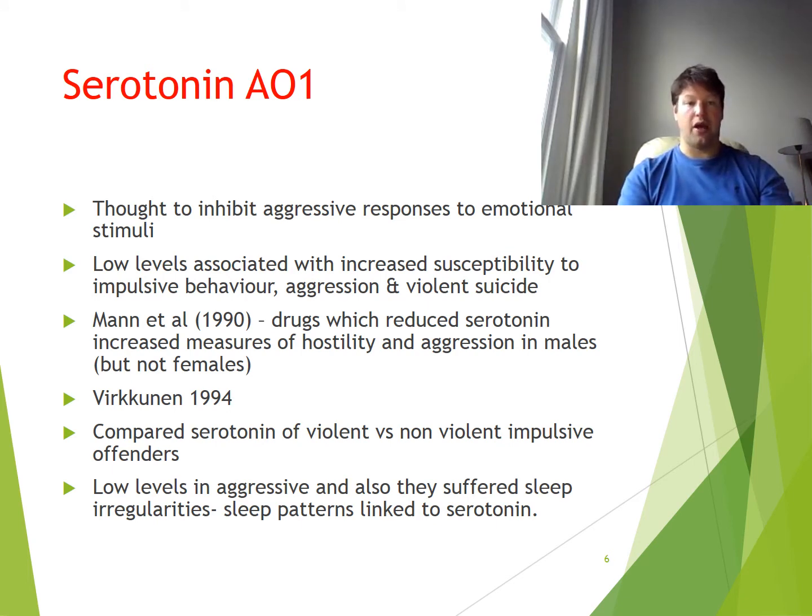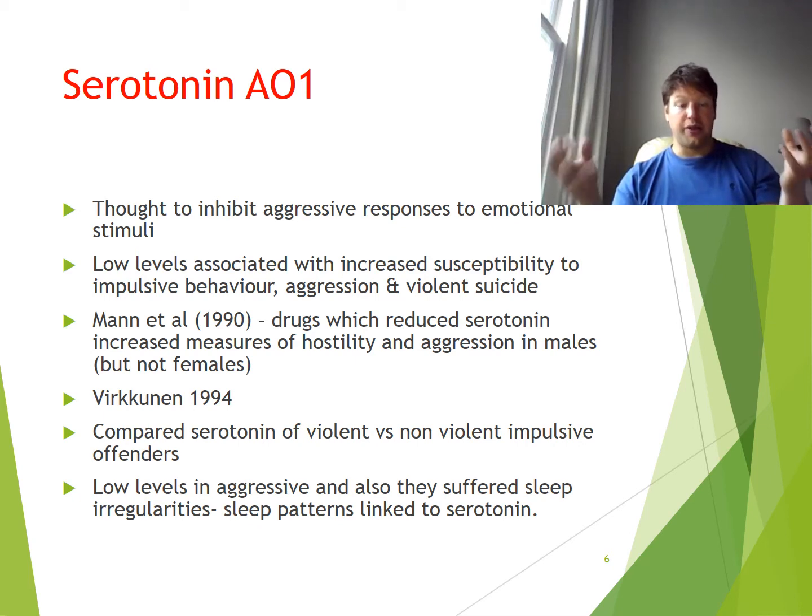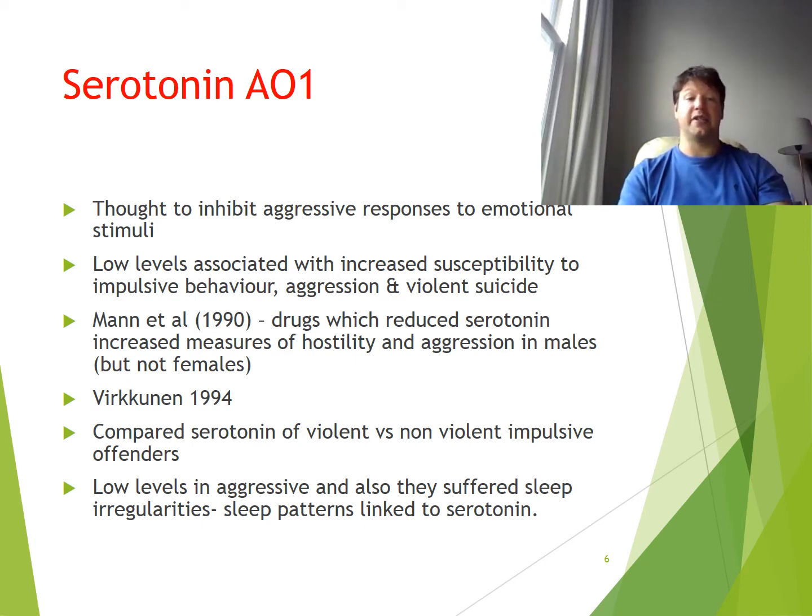Here we've got the idea that drugs did it. Virkkunen 1994 compared serotonin of violent versus non-violent impulsive offenders. So they literally went into a prison, took some blood, figured out the levels in saliva, got their levels of serotonin. Here's high levels of serotonin, here's low levels of serotonin, and found that those with the low levels of serotonin were aggressive and suffered sleep irregularities, and sleep patterns are linked massively to serotonin as well. So we found evidence within the violent offenders population as well, and those who were more violent seem to also have this correlational link to a low level of serotonin.